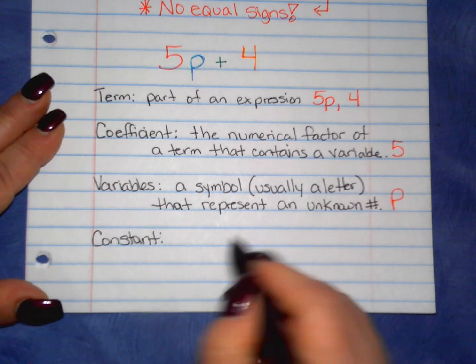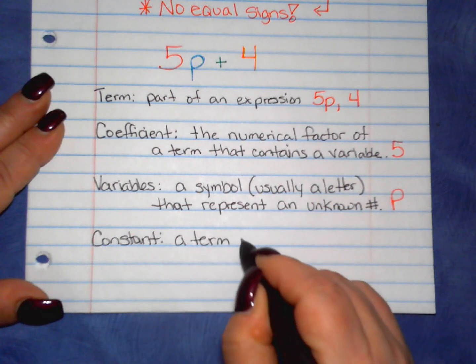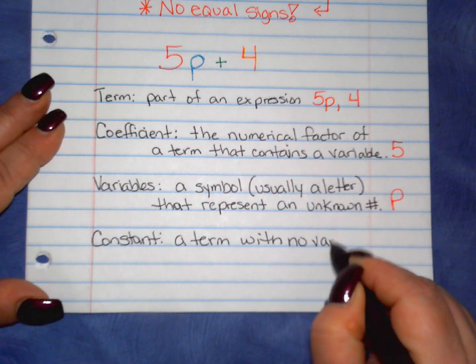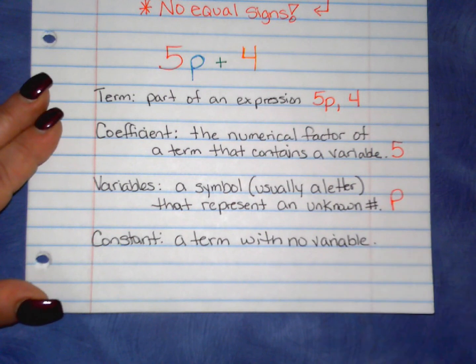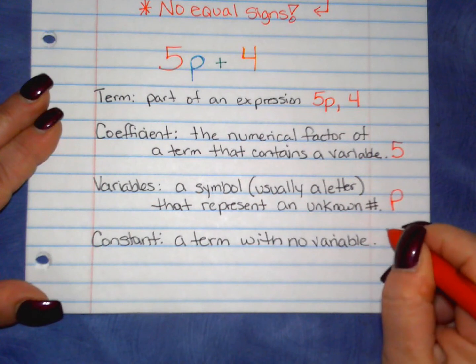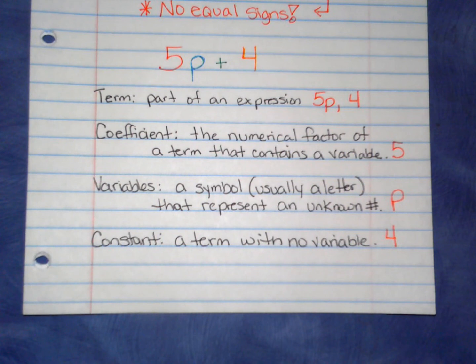And a constant is a term with no variable. So it's just a number. And so when we look at our sample expression, hopefully you realize that 4 is our constant. Think of constant as it's always going to be 4. There's no variable attached to it, so the number's not going to change. It can't be any unknown number. It can only be 4.